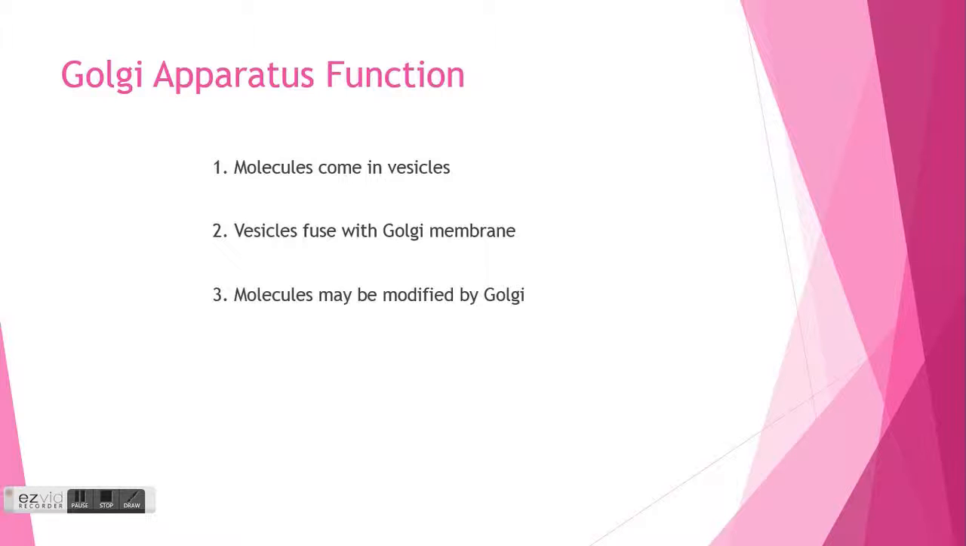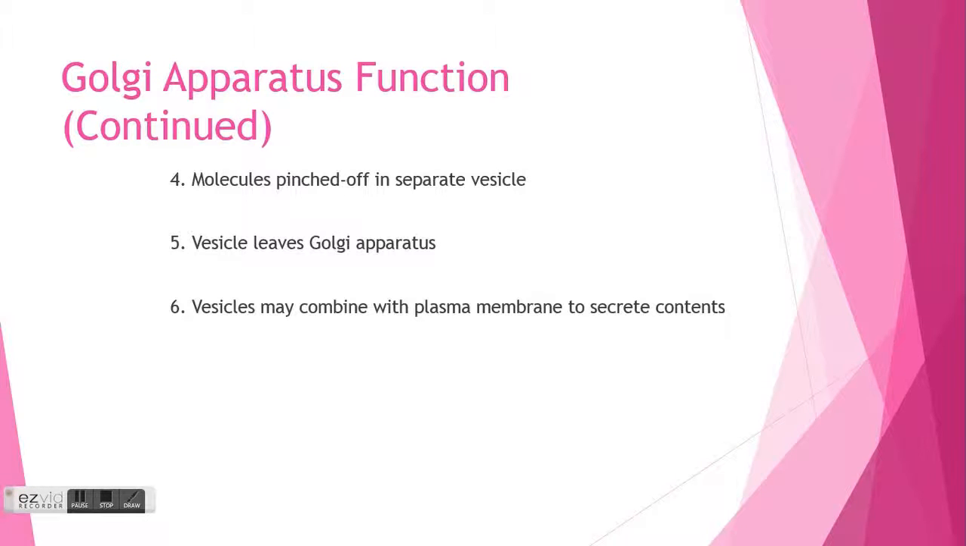Now, to explain this a little bit better, first it usually involves vesicles. We'll talk about what a vesicle is in a second, but molecules come in with vesicles. These vesicles fuse with the Golgi membrane. The molecules get a little stamp on them in the Golgi. This vesicle leaves, and then the vesicle goes to the plasma membrane, and the contents are let go out of the cell.